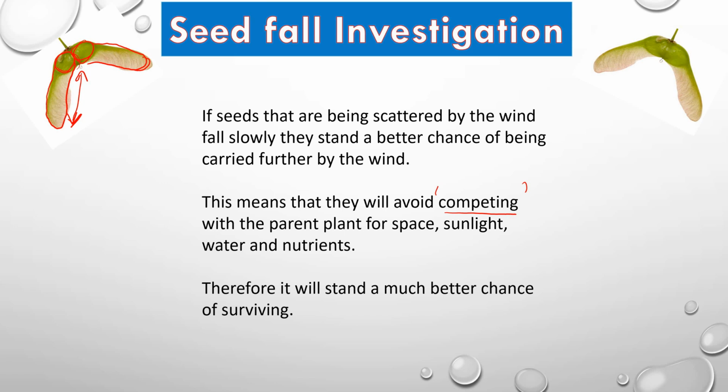So if we think about other dispersal methods, things like the sticky seeds, like a burdock, that stick to animals' fur, why is it an advantage for them to have those hooks? So they can travel on animals further away from the parent plant, so they can be spread to avoid competing with the other plants for space, light, and water.